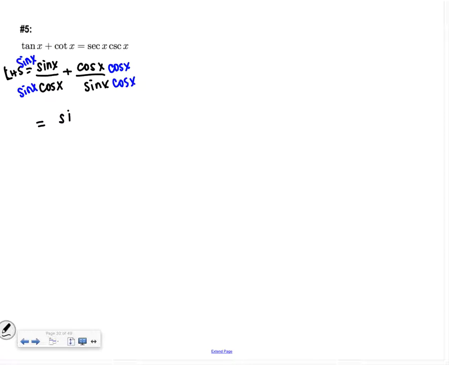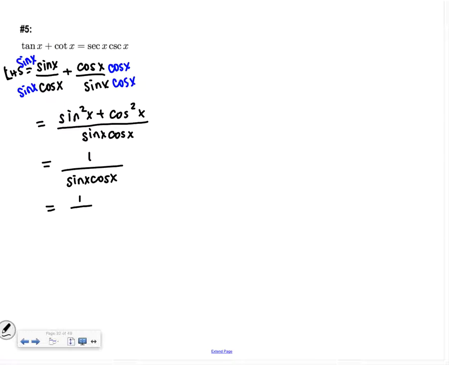So when we do that, we have sine squared x plus cosine squared x. And they both have the same denominator, so I'm going to go ahead and combine sine of x over cosine of x. So the numerator becomes 1. This is very similar to what we just did a little bit ago, but now we're going to break it apart. So I'm going to think of it as 1 over sine of x times 1 over cosine of x. And if you notice, that's exactly what I need.